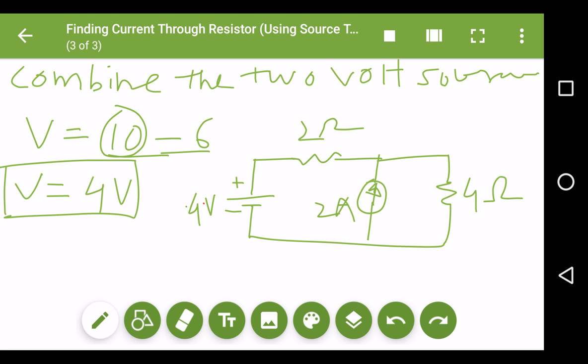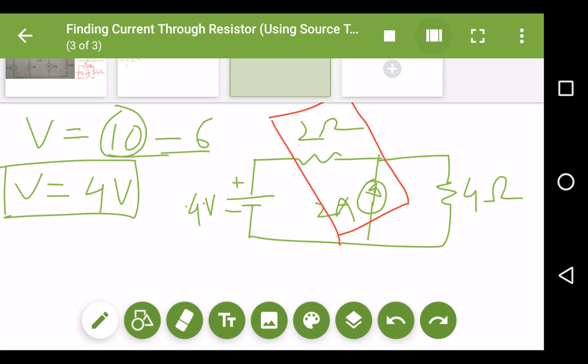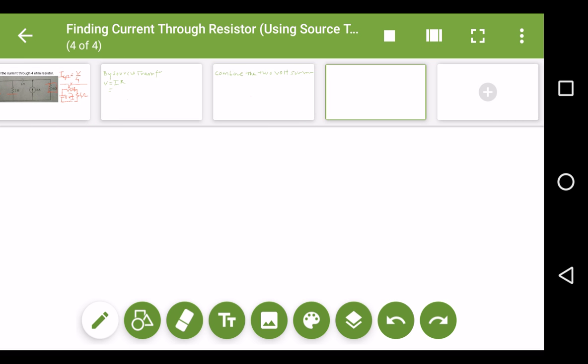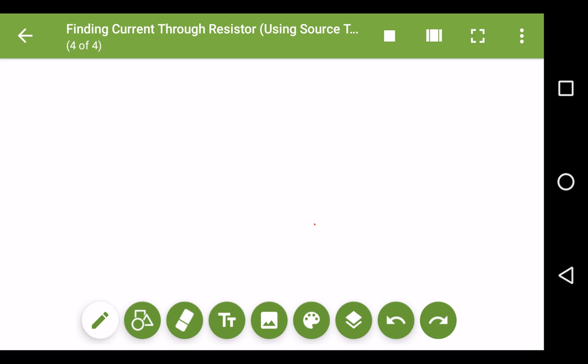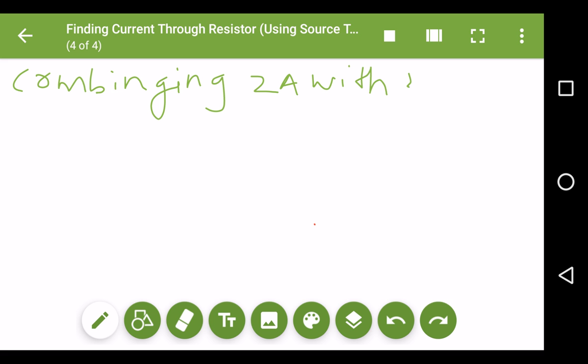Now again you can check over here that this 2 ampere current source and 2 ohm are in parallel to each other. So we can again combine these two things to form a voltage source. Combining 2 ampere with 2 ohms, my voltage V equals I times R, that is 2 into 2, which comes out to be 4 volt.